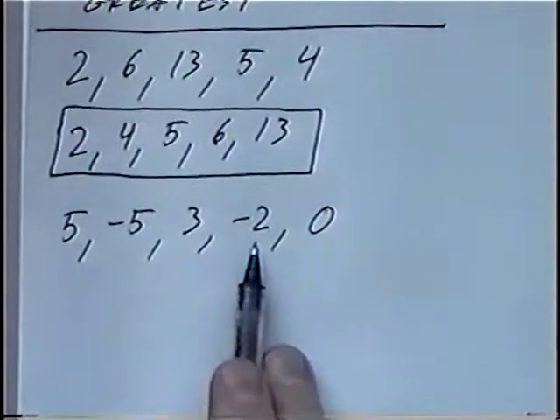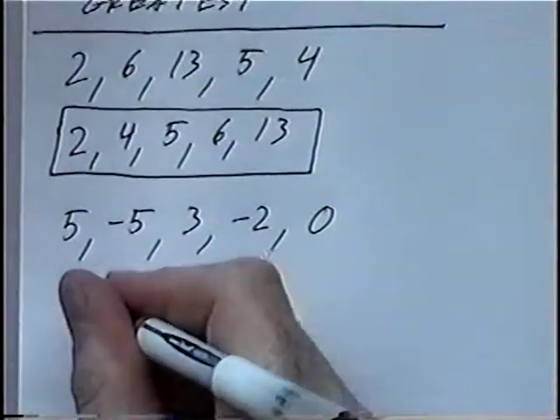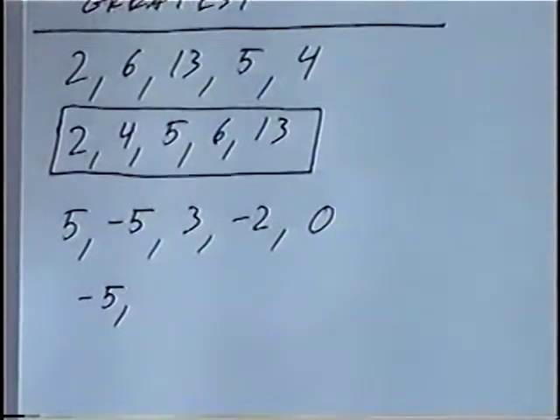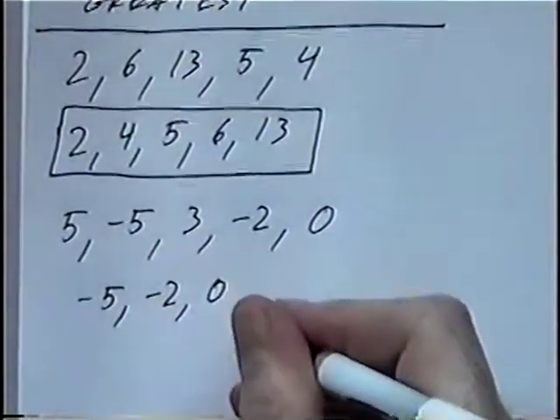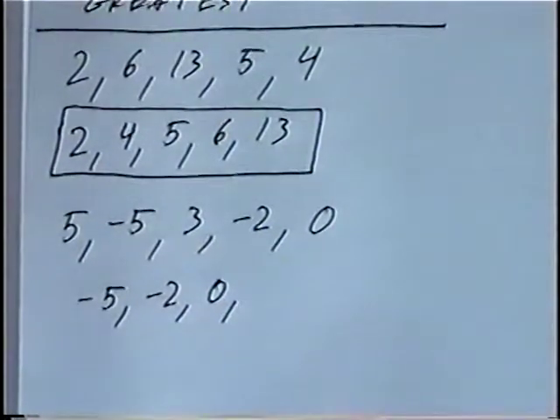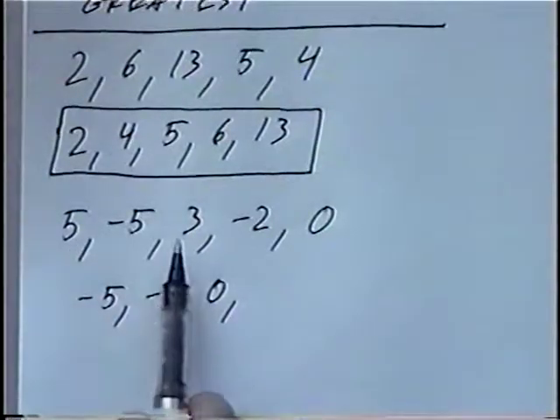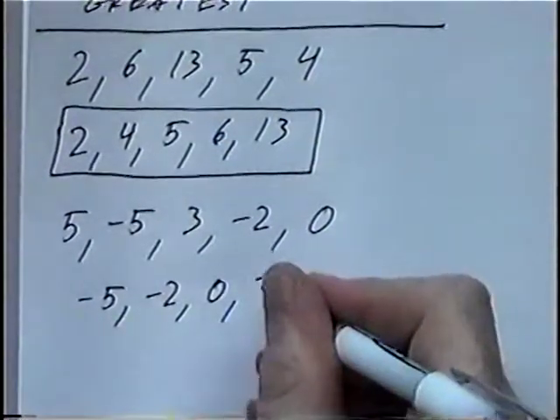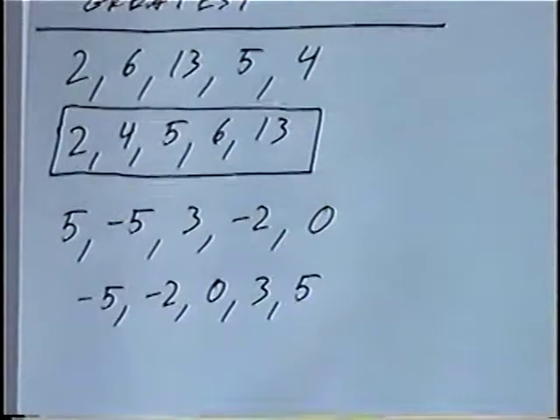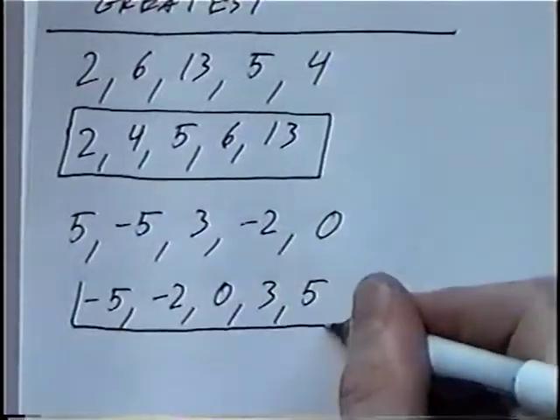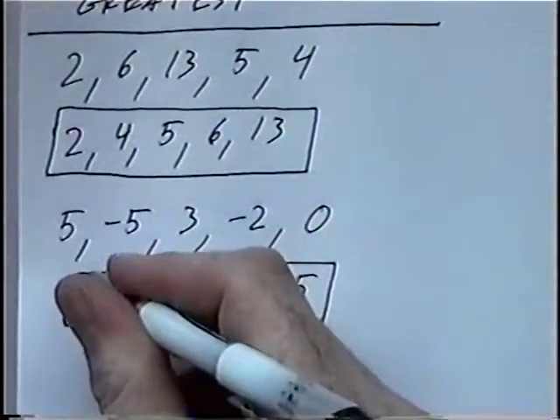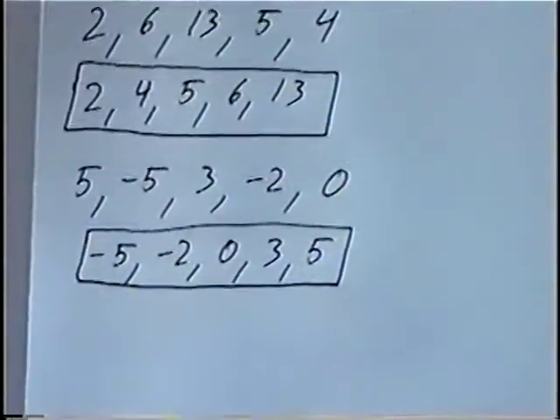If we have -5 and -2, the smallest of those, which is farthest away from 0, would be -5. And the next smallest would be -2. 0 comes before any positive number. And the last two numbers we have are 5 and 3. 3 would be smaller, and 5 would be our greatest number. So the order of the numbers is -5, -2, 0, 3, and 5.